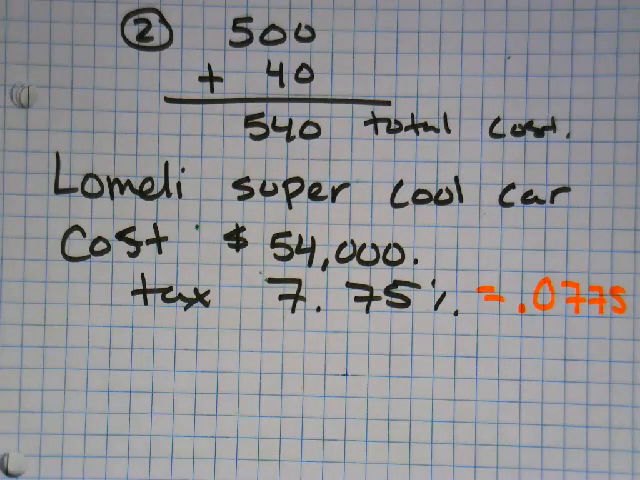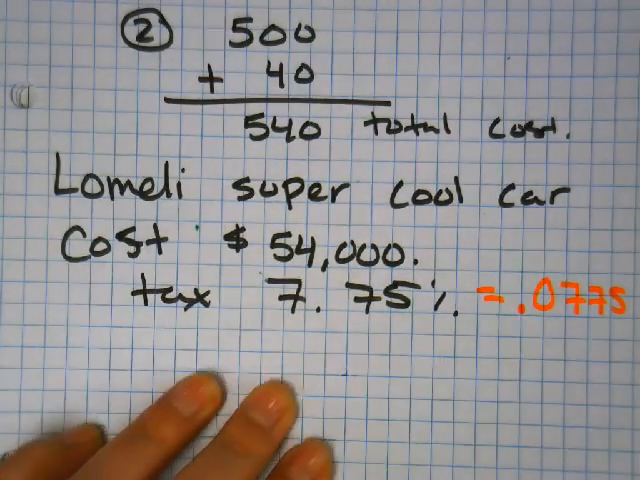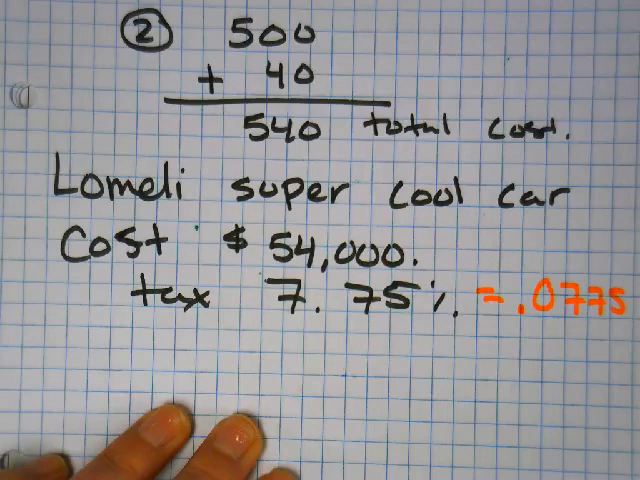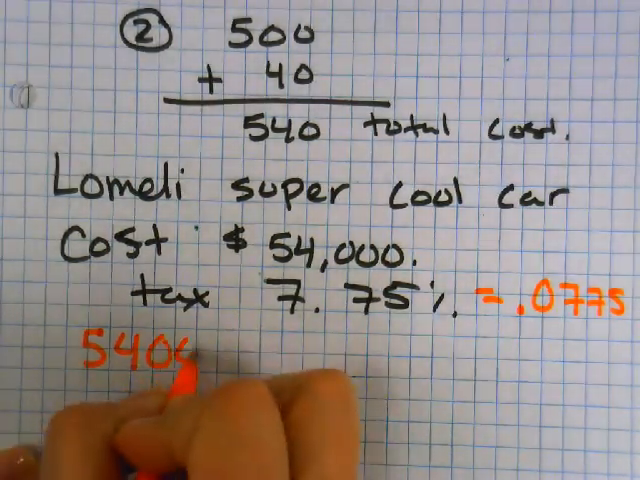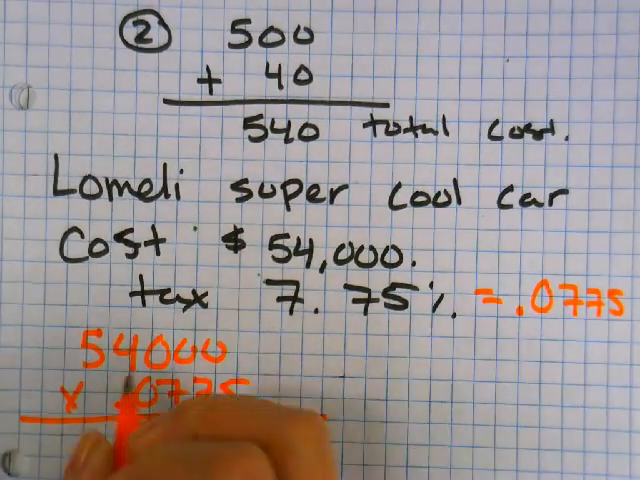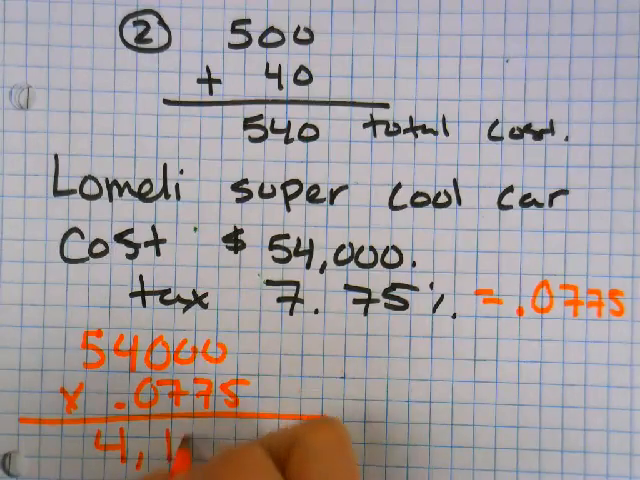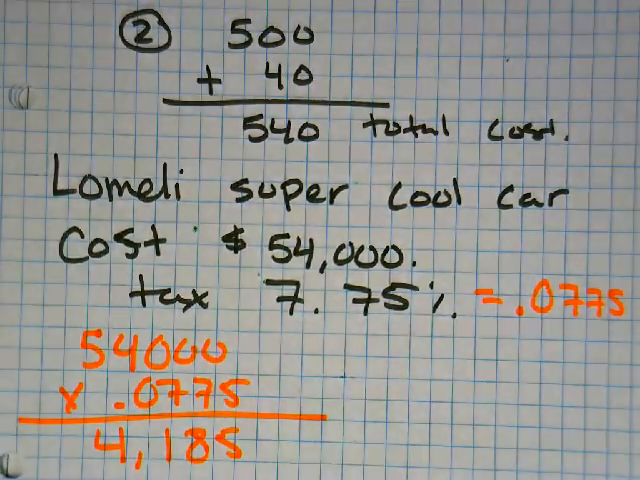All right. So 54 times 0.07. I got 4,185. So I am going to spend an additional $4,000 just in taxes for a car.